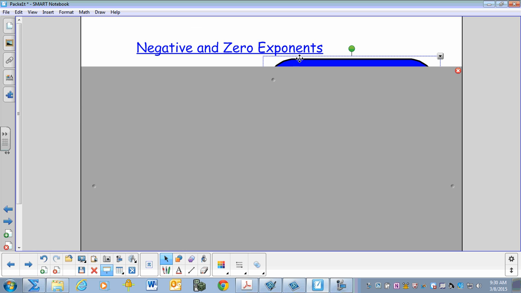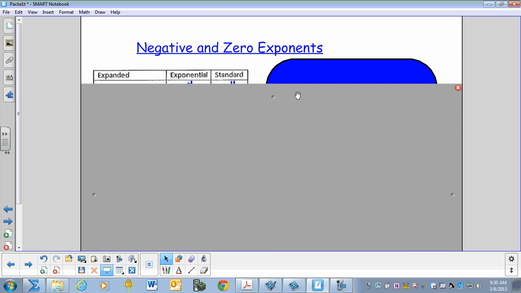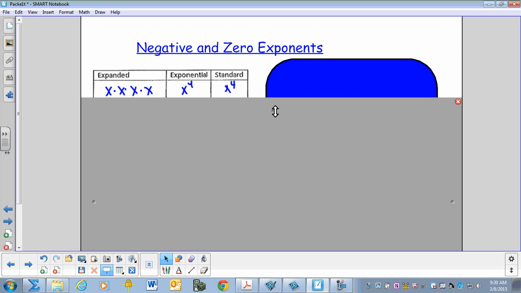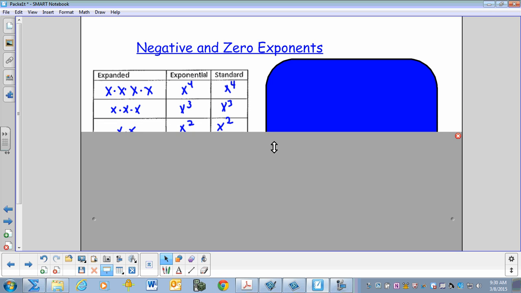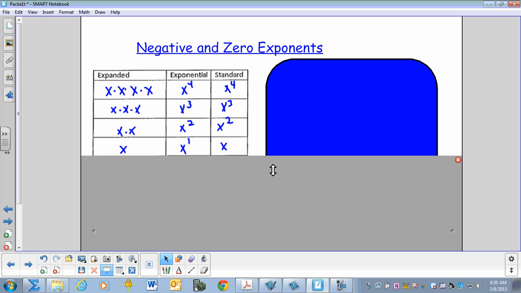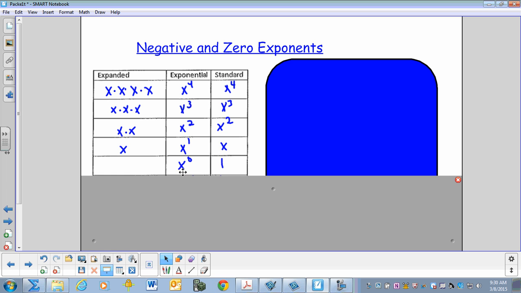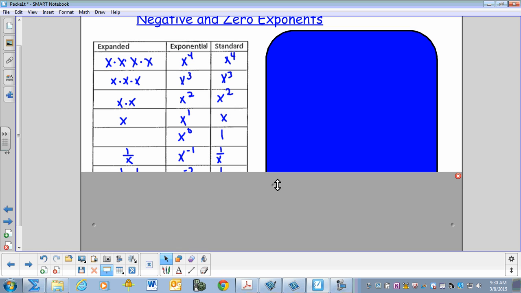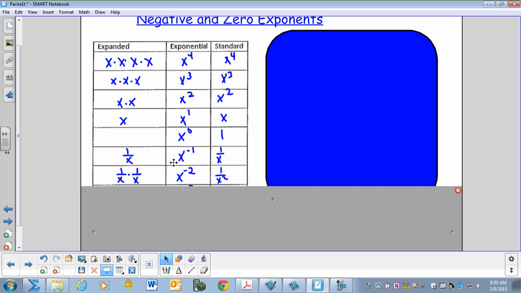Now the same principles apply with variables. We have expanded form, exponential, and standard form. x times x times x times x is x to the fourth, which is x to the fourth. So pretty much the exponential and standard form for a variable is the same. So that makes it easy. x to the 0, anything to the 0 is 1. And then again, it follows the same rules for these fractions written as negative. So the standard form would be the positive exponent.